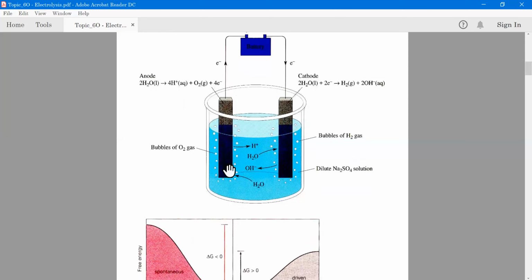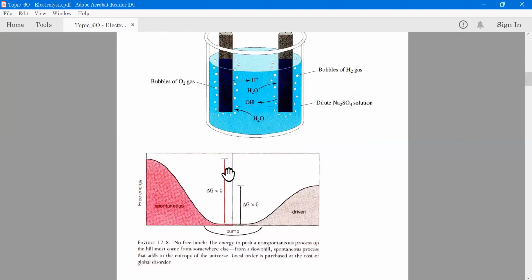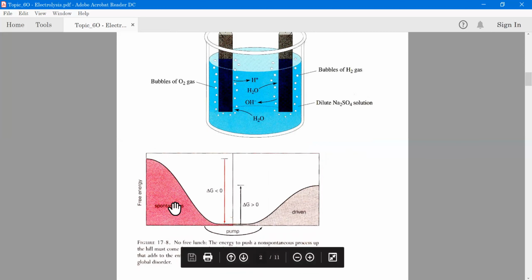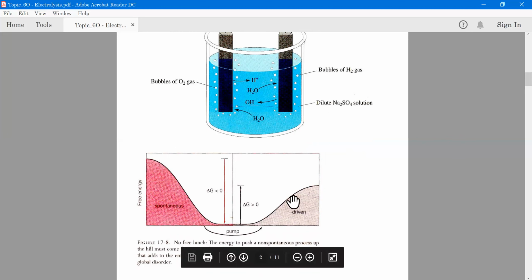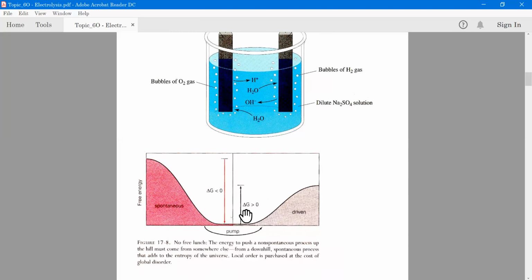Now, what's happening thermodynamically in a cell like this is that what we're trying to do is to cause what is referred to here as a driven reaction. That's the electrolysis of water, which is not spontaneous, of course. The reaction that's driven has a delta G that's greater than 0, because it is non-spontaneous after all. And by itself, of course, it will not occur. It can be made to occur by something that drives it using a spontaneous reaction.